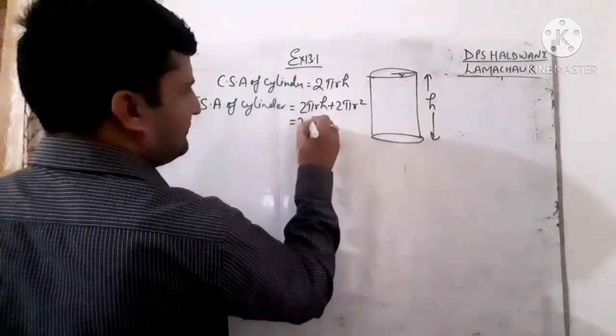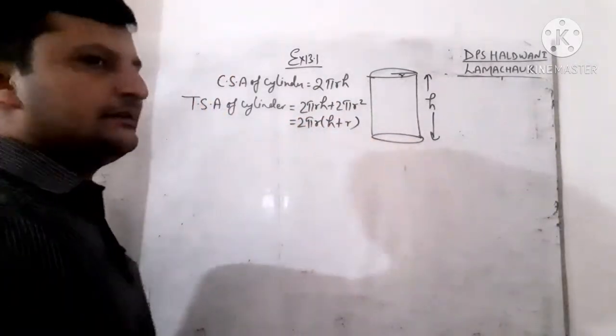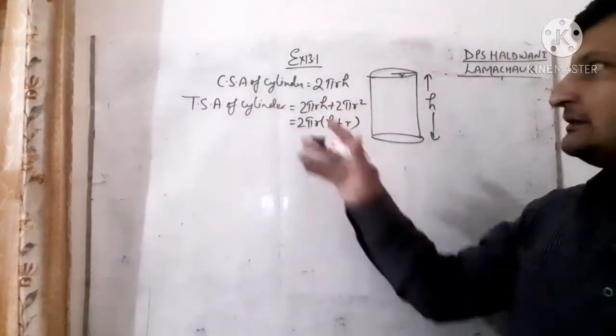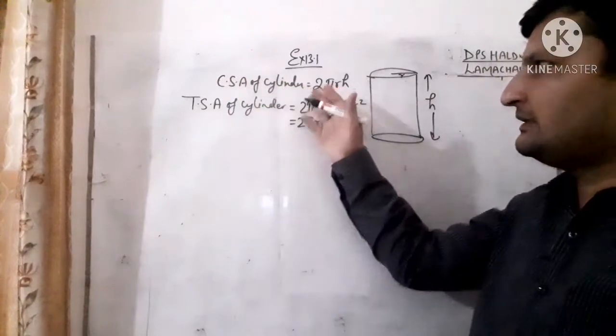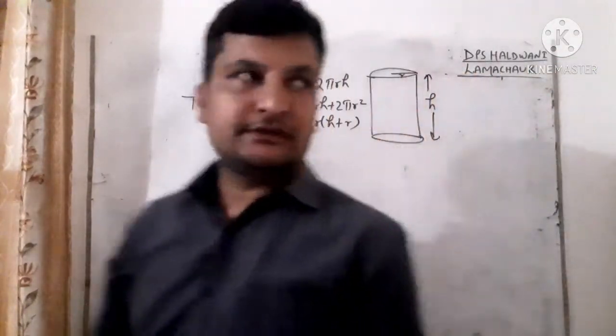So we can take 2 pi r common, so 2 pi r into h plus r. So student, this is the formula for finding the total surface area of a cylinder. This is the formula for CSA of cylinder. This is the total surface area of a cylinder. Now student, first question we will start here.